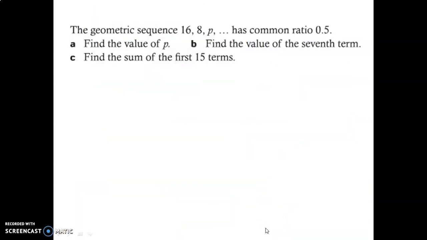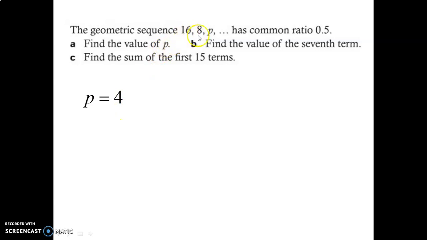So we have this geometric sequence. We already know we're going to deal with the geometric sequence formula, maybe the sum. We were given the sequence with p-value here, and it has a common ratio of 0.5. Part A, find the value of p. Well, that's pretty simple. It's 4.